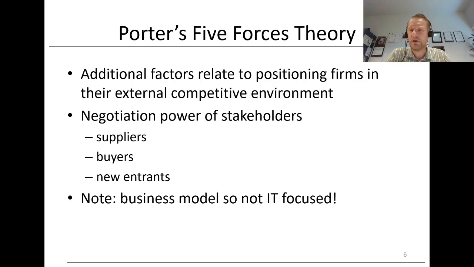Another type of stakeholder, which is also very important, is the threat of new entrants. If you have a very unique product or service, then the threat of new entrants is a little bit more difficult. Whereas if you have a common product or service, then the threat of new entrants can be a really big and dangerous threat. Do note that Porter's five forces model is a business model, so it's not IT focused. So in the next couple of minutes, as I elaborate on Porter's five forces theory, I will not talk about information systems at all.